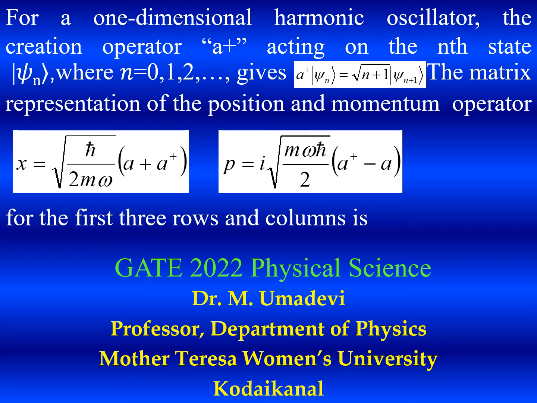The matrix representation of the position and momentum operator, x equal to √(ħ/2mω) times (a + a†), and p is equal to i√(mωħ/2) times (a† − a), for the first three rows and columns is. So this is the GATE question. They have asked for position operator. I have included momentum also.